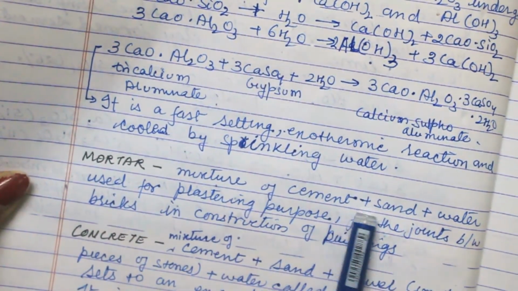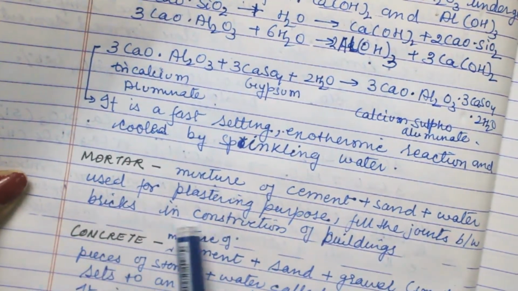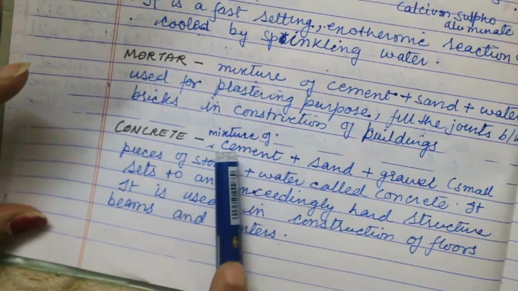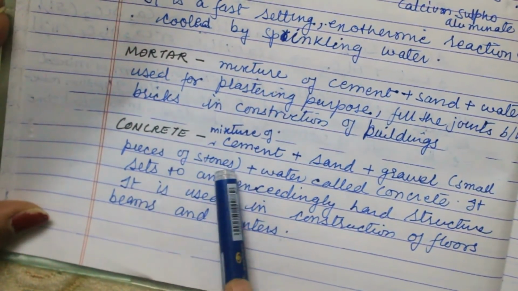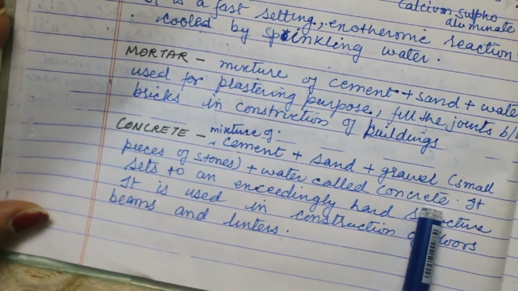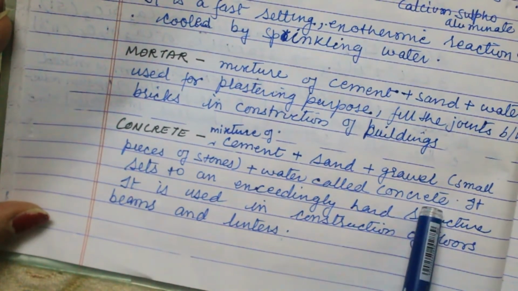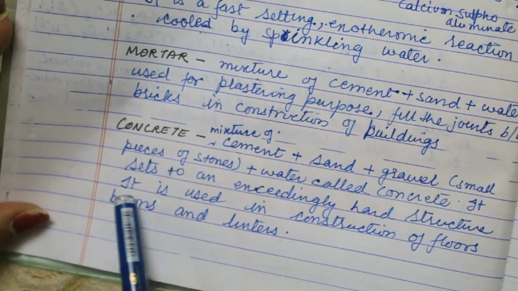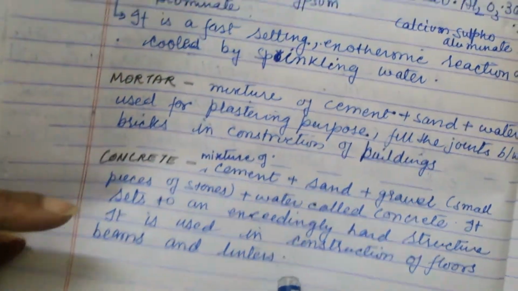Mortar is a mixture of cement, sand and water used for plastering, filling the joints between bricks and construction of buildings. Now next is concrete, a mixture of cement, sand, gravel and water. Gravel is small pieces of stone. These all are the composition to form concrete. It sets to an exceedingly hard structure. It is used in the construction of floors, beams and lintels.